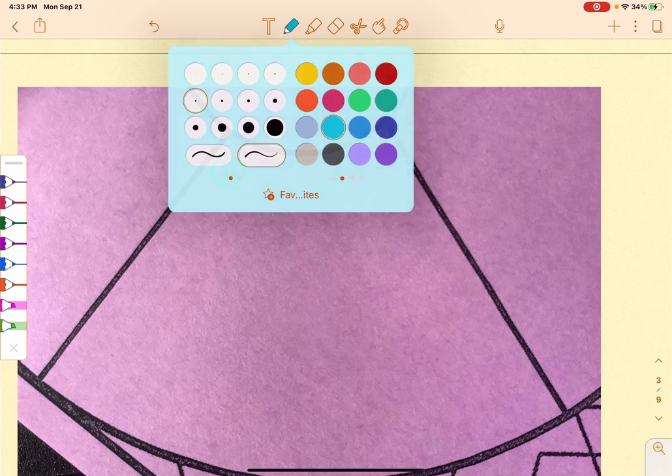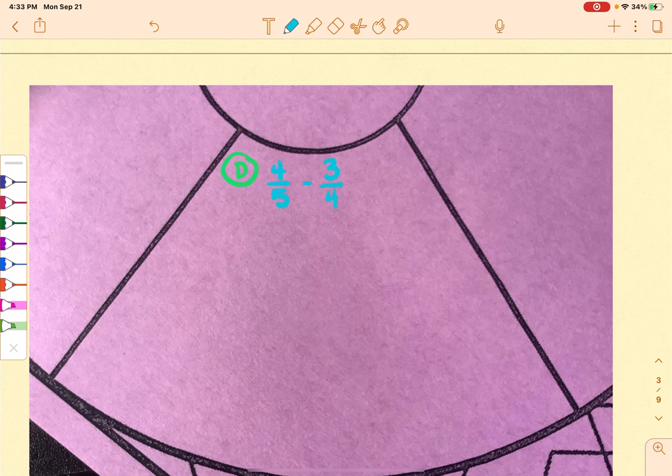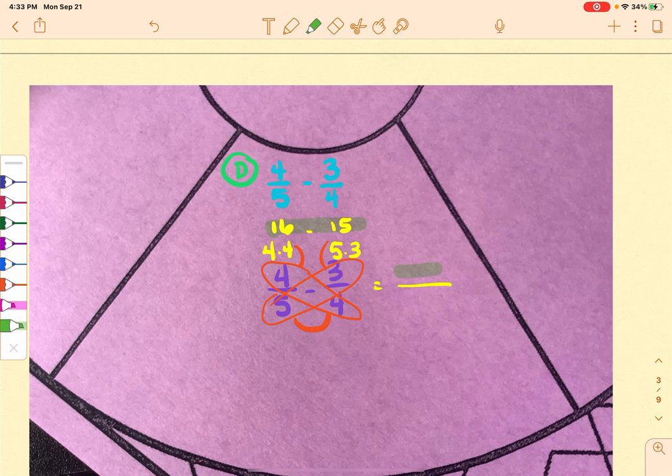So D. So I have 4 over 5 minus 3 over 4. Sorry guys, I guess I should choose a better color than that. So I'm going to set this up in the middle so I can set up my butterfly. So 4 times 4 is 16. This direction, it's 5 times 3, which is 15. So I'm going to put this together to get this. So 16 minus 15 is 1.